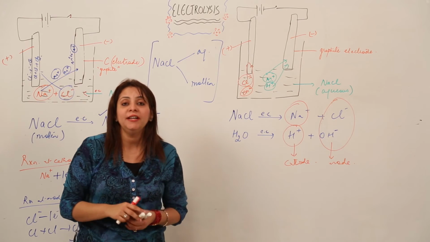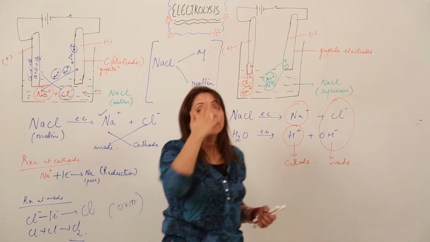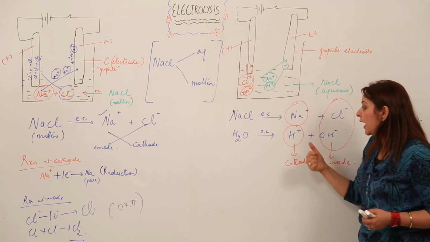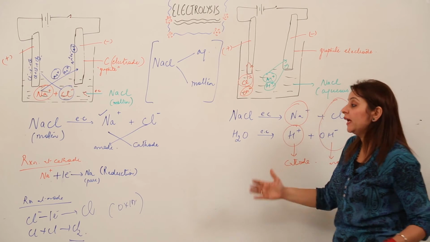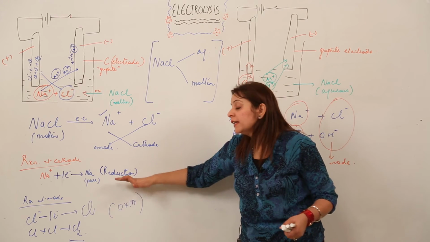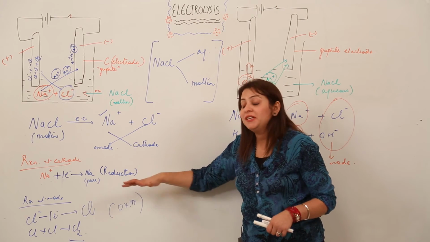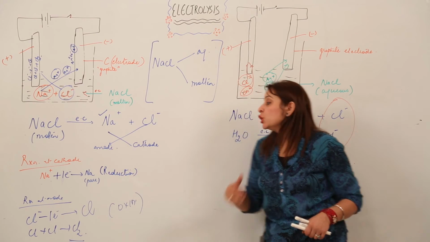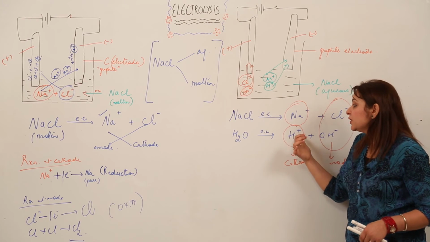And you know that accordingly oxidation and reduction occur. But now the question arises: out of Na+ ion and H+ ion, which is going to get reduced? You know that at the cathode reduction occurs, right? That means they gain the electron which they had previously lost, right? So they will be gaining their electron back. So out of Na+ and H+ ion, which is going to gain an electron?